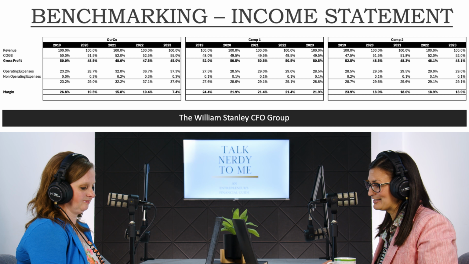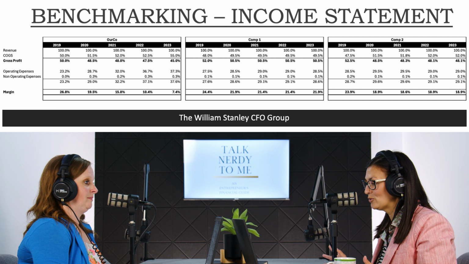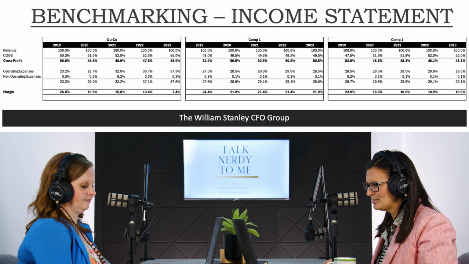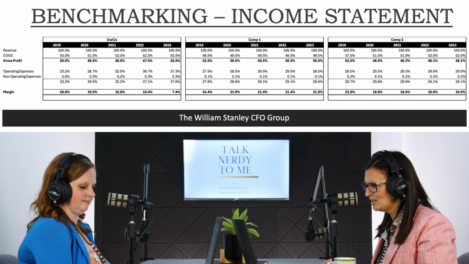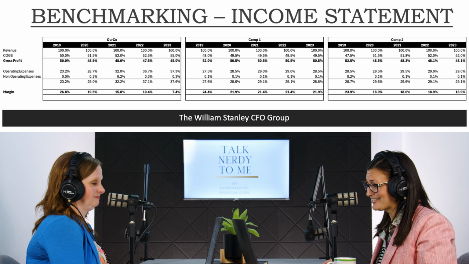Operating expenses. All right, so we know operating expenses is largely comprised of the payroll expense, the behind-the-scenes support. And oh my gosh, we're running close to 37%. But these comps are running, what is that, 28, 29%? Yeah, right around 29. And we're running 36, 37.